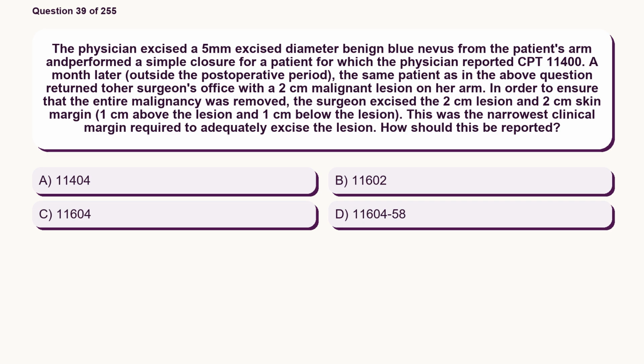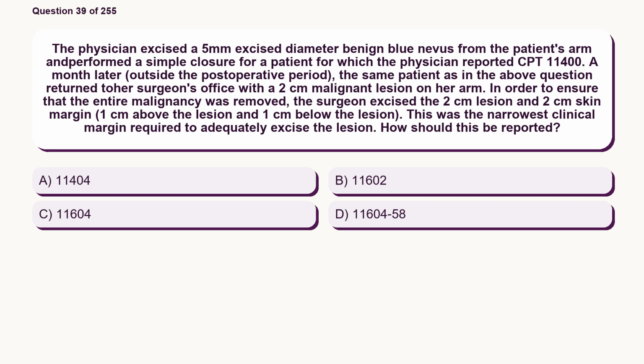In order to ensure that the entire malignancy was removed, the surgeon excised the 2 cm lesion and 2 cm skin margin, 1 cm above the lesion and 1 cm below the lesion. This was the narrowest clinical margin required to adequately excise the lesion. How should this be reported?